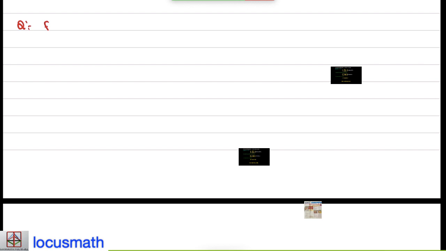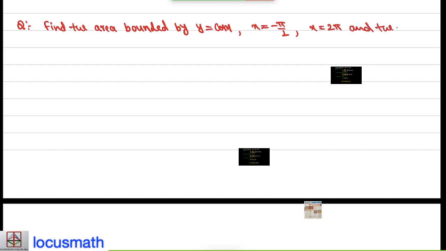Find the area bounded by y is equal to cos x, x is equal to minus pi by 2, x is equal to 2 pi, and the x axis. So this is the question.